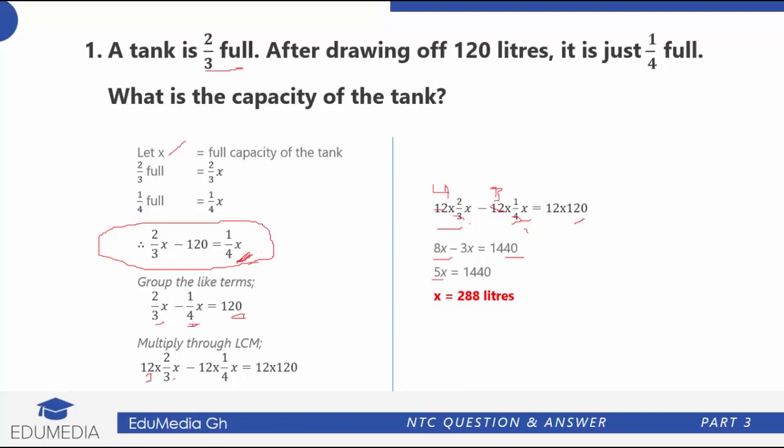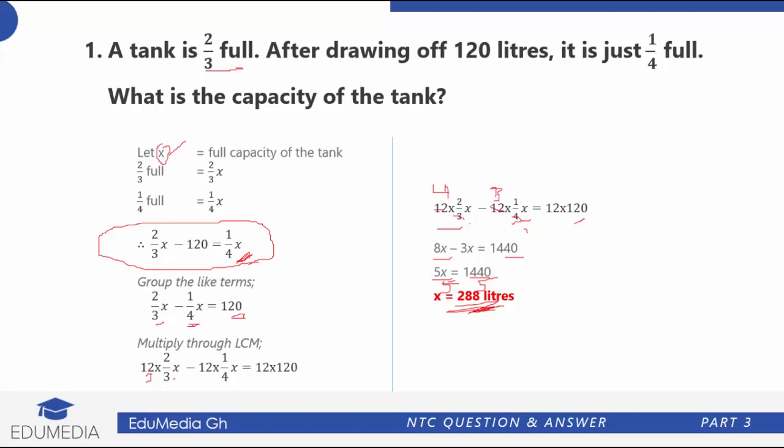So dividing through by 5, so that we can get x to stand alone, that will give us x to be 288 liters. Since we already denoted the variable X to indicate the full capacity of the tank, it means that the full capacity of the tank is 288 liters.